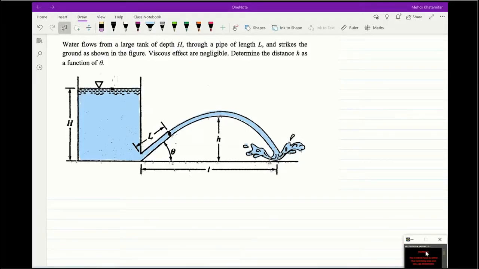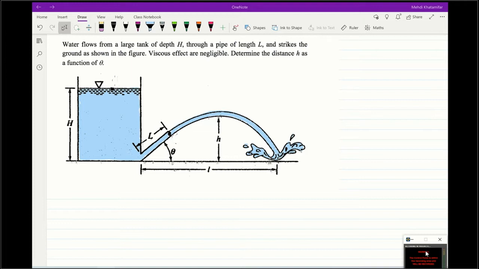Okay, let's solve this question. We have a water tank with height of the water h inside the tank, and there is a pipe with the length of L connected to the bottom of the tank, and it has an angle theta.